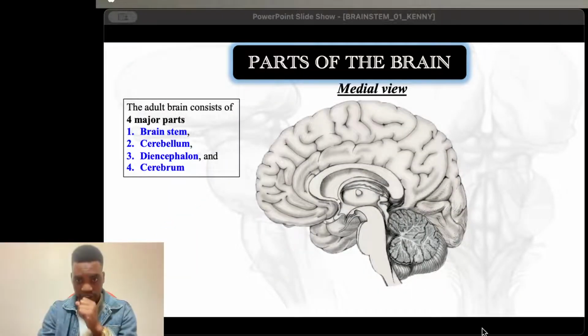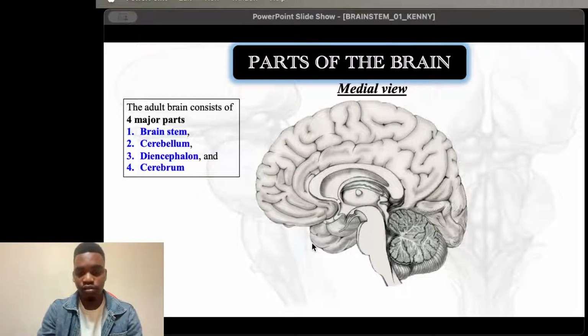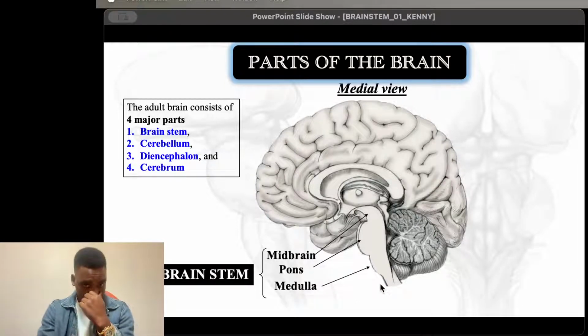So just like a repetition, we saw that you have four major parts of the brain. Like this little stuff here, it is the one that is called the brainstem. It's made up of midbrain, pons, and medulla. So midbrain, pons, and medulla is what forms the brainstem.